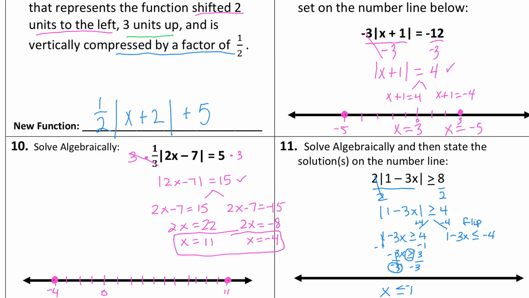Okay? Over on this side, we would subtract 1. That would give you negative 3x less than or equal to negative 5. And then when I divide by that negative, again, I would have to flip it. So this would make me flip that. So I would have x is greater than or equal to a positive 5/3.